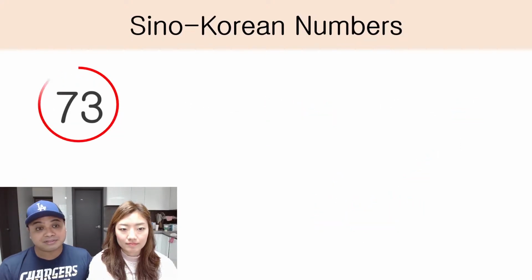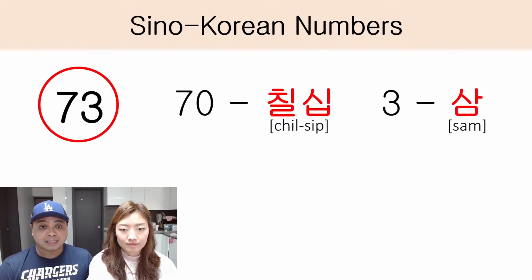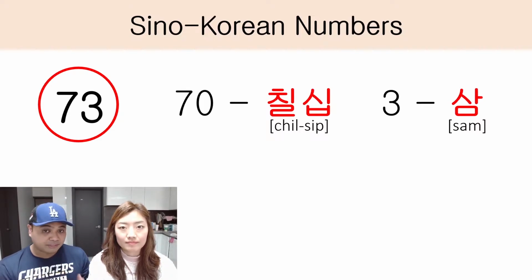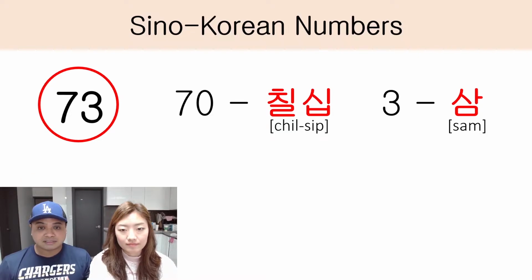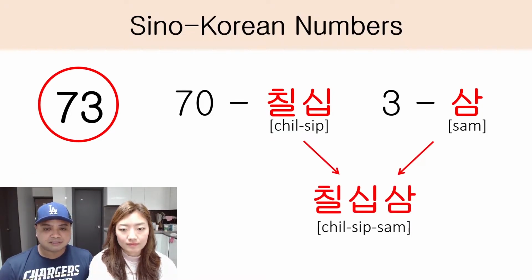And like 73. To say 73, we break it down. We need 70 and we need 3. 70 is 70 and 3 is sam. So you need to say 73. So we learned how to say numbers from 1 to 99.